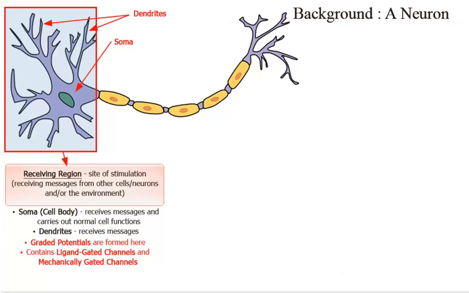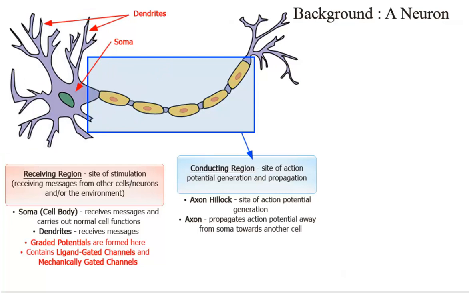The second region of a neuron is the conducting region, and this is made up of the axon hillock and the axon. The axon hillock is the area where the summation of all of the different graded potentials from the receiving region are added together, or summated, and the neuron decides whether or not it's going to fire an action potential. So a quick way to summarize the function of the axon hillock is to say that this is the region where action potentials are generated.